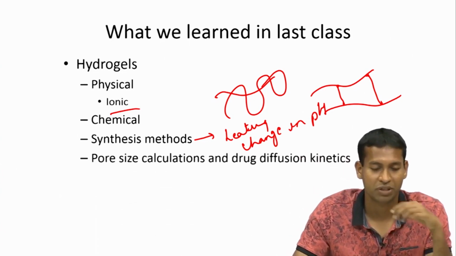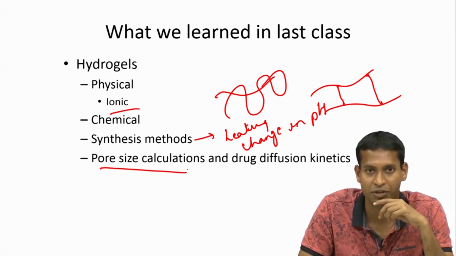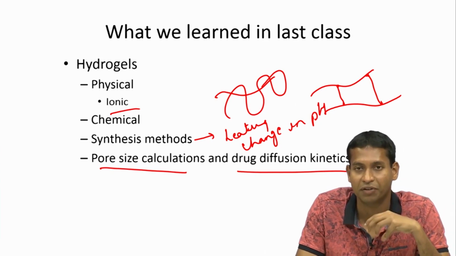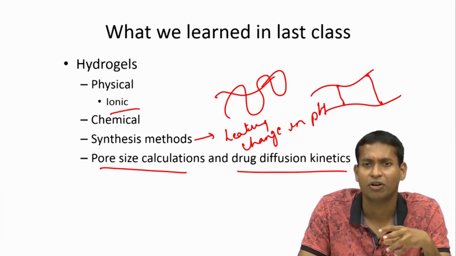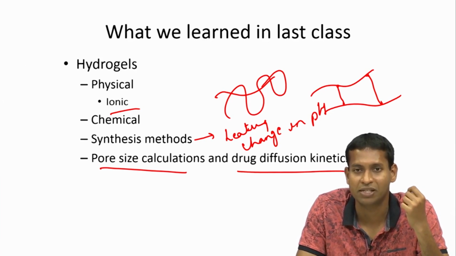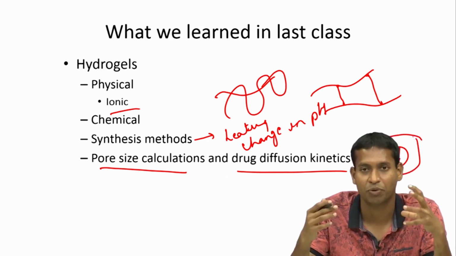Then we talked about some pore size calculations. So, very briefly we discussed this, we are going to discuss this more in future classes. And then we talked about drug diffusion kinetics. So, how can we model how the drug is going to diffuse. So, we found out that we can just use Fick's law and all we have to really change is the diffusion coefficient D, which will then be affected by whether the gel is microporous or macroporous.